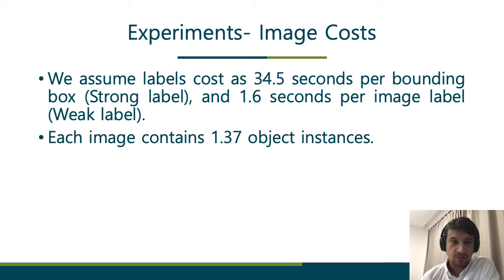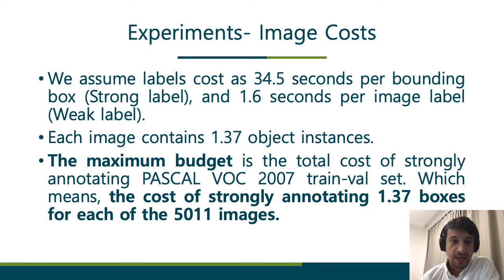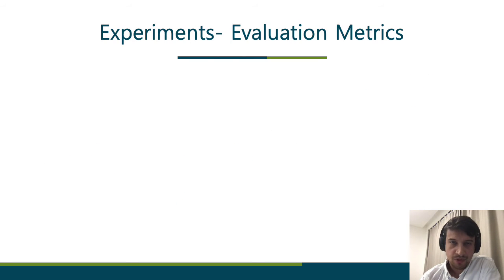We're going to assume that each image contains 1.37 object instances, which is the average for Pascal, and the maximum budget that we're going to take into consideration to solve the optimization is going to be the cost of the strongly annotated Pascal VOC train val set, which means the cost of strongly annotating 1.37 boxes for each of the 5,000 images.